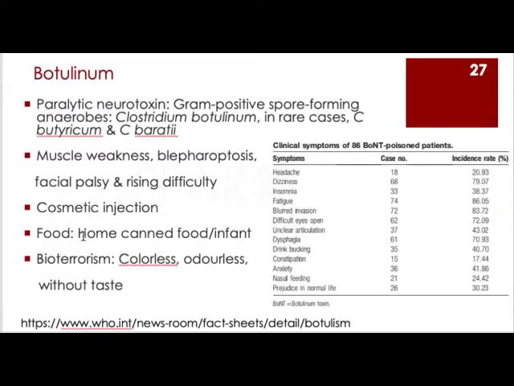It's mainly actually from food, which is from home canned food. That's canned food which has been fermented, and this bacteria grows in it. The most common is actually from infants. One of the common sources is actually honey, right? That's why they don't recommend infants less than 1 year old to take it.